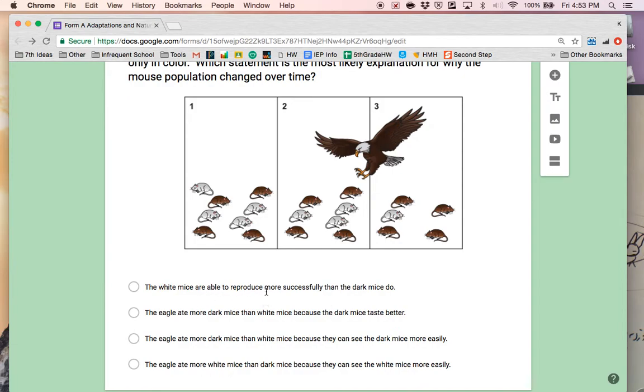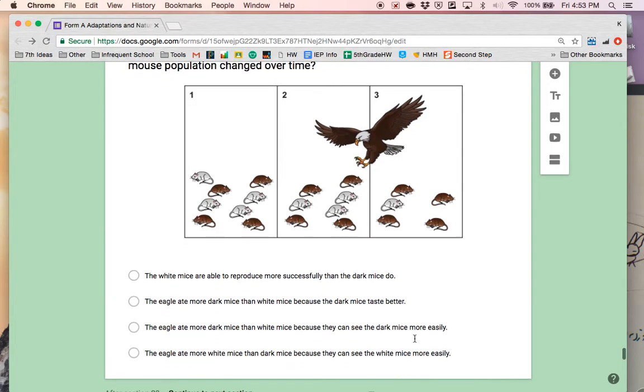White mice are able to reproduce more successfully. If that was true, we'd have more white mice at the end. The eagle ate more dark mice than white. Well, that would mean that there's less dark over here. The eagle ate more dark mice than white because they can see the dark easily? No. The eagle ate more white mice than dark because they can see the white mice more easily. There you go. He's clearly eating more white than dark. He can see the white better.